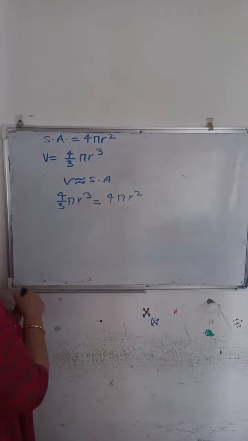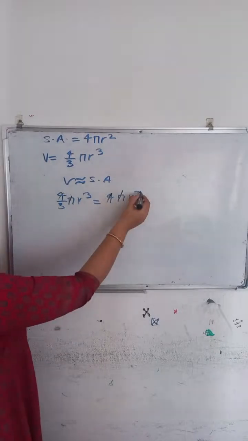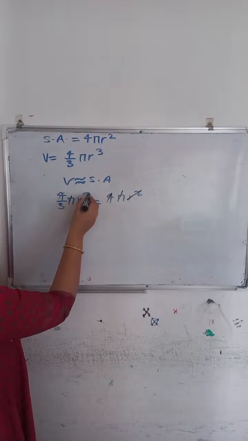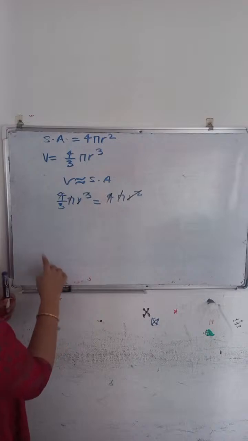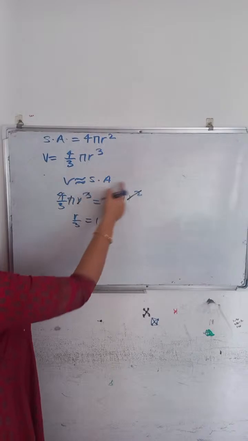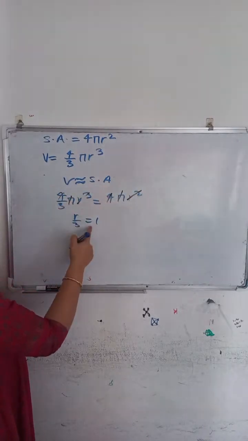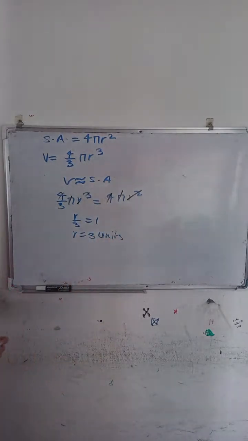Then this 4 and this 4 get cancelled, pi and pi get cancelled. From r square and r cube, r raised to 2 gets cancelled, only one r will remain. So r upon 3 is equal to 1. Everything gets cancelled on this side, that means 1 is remaining. So r is equal to 3 units. That is the answer. Okay, 2 mark question, very easy question.